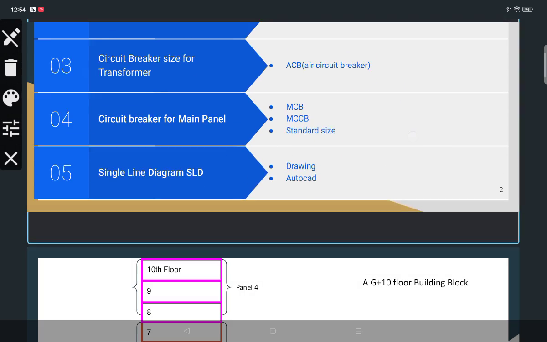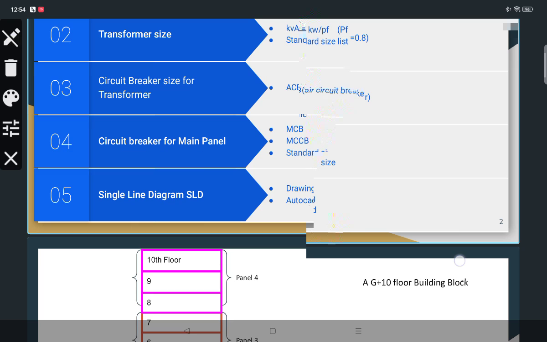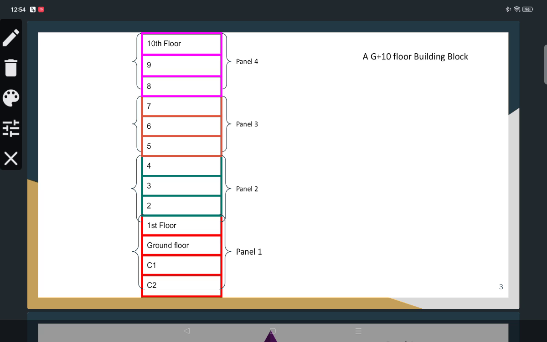Let's start. Consider this is, for example, a 10th floor building. This is C2, C1, this is the ground floor, and this is the first floor. C1, C2, first floor, second floor, third floor, till the 10th floor. So how many floors are there in total? 3 plus 10, 13 floors in total.